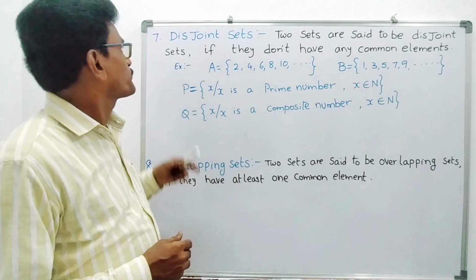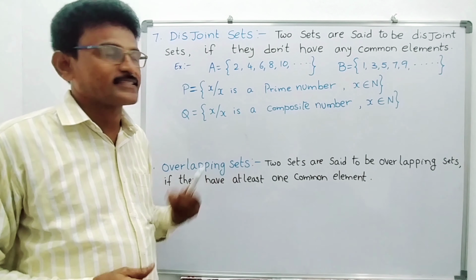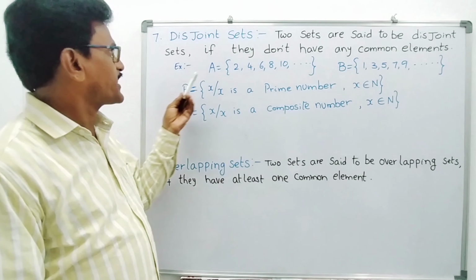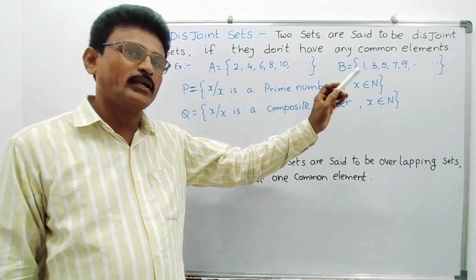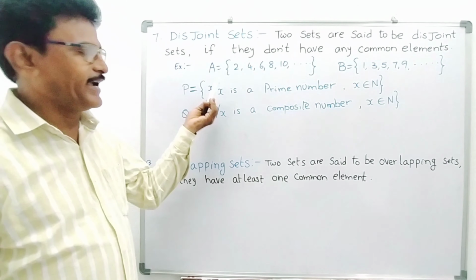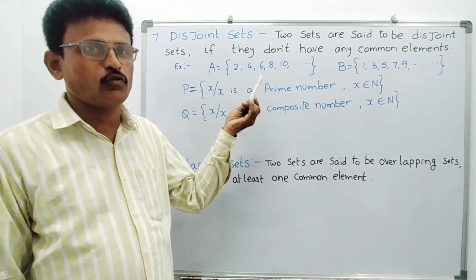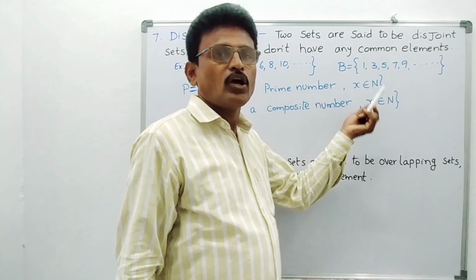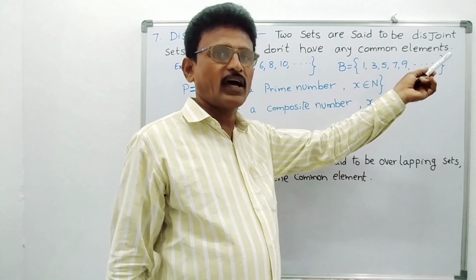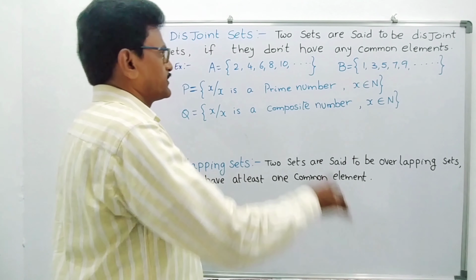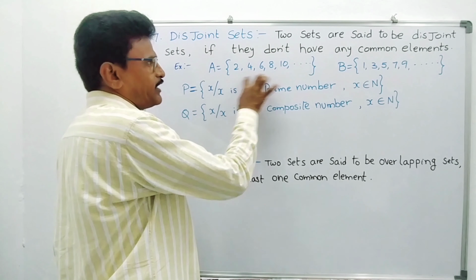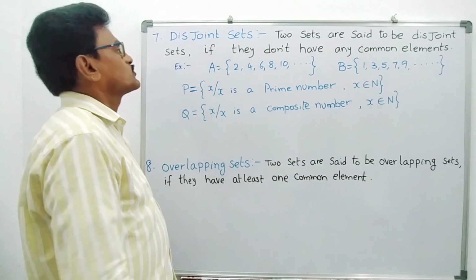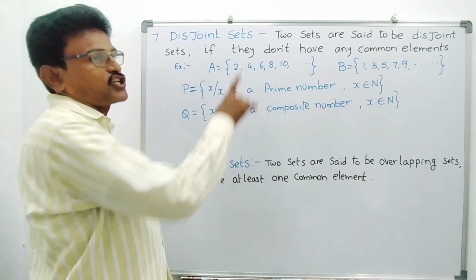Now we will discuss disjoint sets and overlapping sets. See, what are disjoint sets? Two sets are said to be disjoint sets if they don't have any common element. Say, here even numbers are there: 2, 4, 6, 8, 10, so on. All these are even numbers. Now what is set B? 1, 3, 5, 7, 9. All those are odd numbers. Observe here. Is there any common element? Here only even numbers are there and here only odd numbers are there. There is no common element. So A and B are said to be disjoint sets.